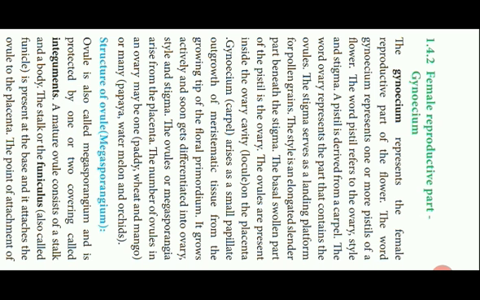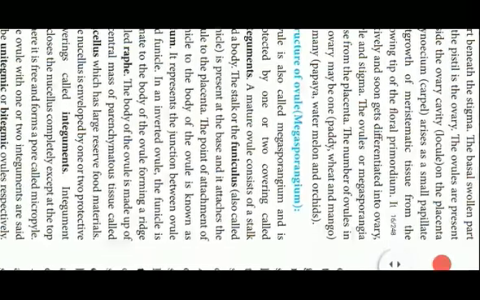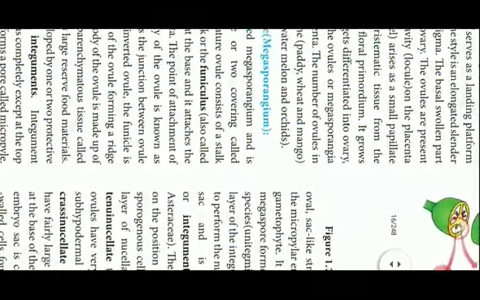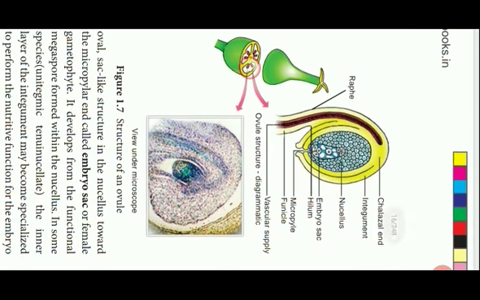Now we are going to study the structure of the ovule. The ovule is otherwise called the megasporangium. In the structure of the megasporangium, we can see protective coverings. If you see the diagram, you can see it clearly. The ovule has a protective covering called the integument. The integument is nothing but the protective covering.